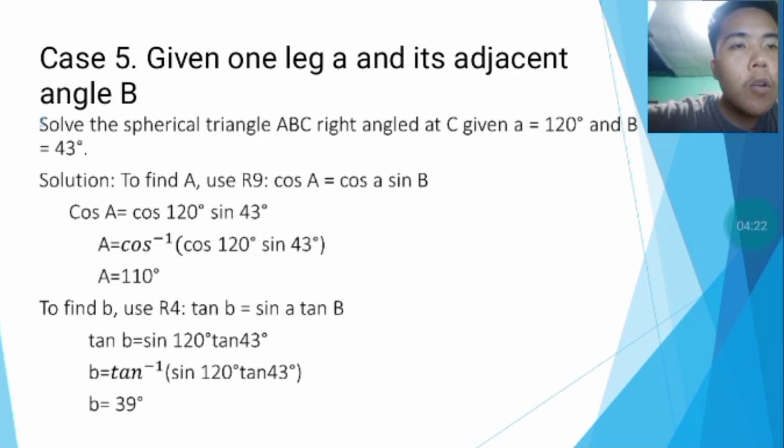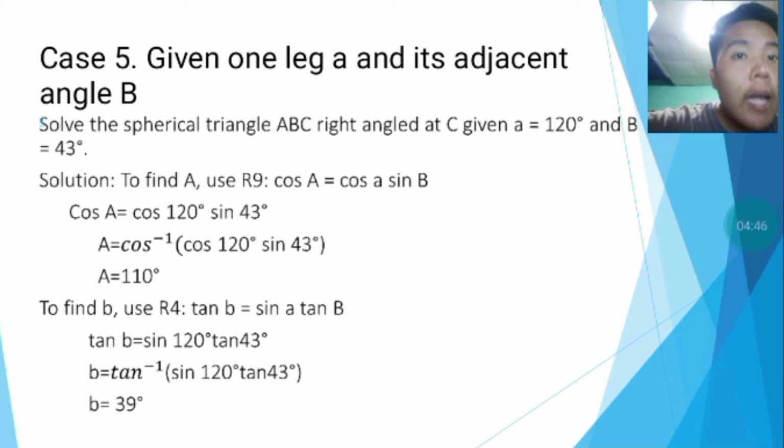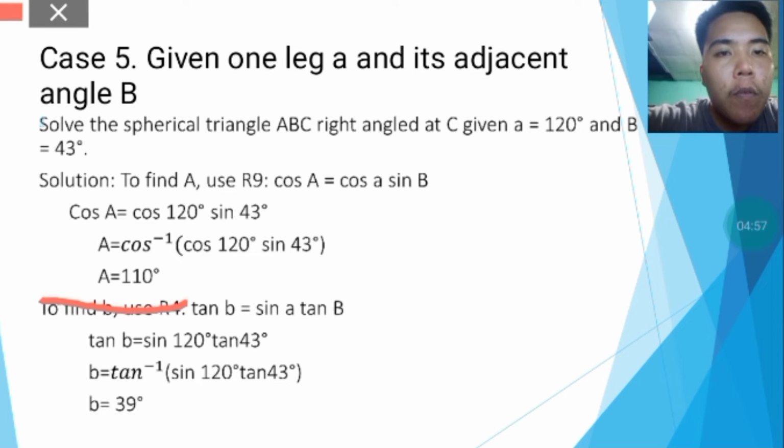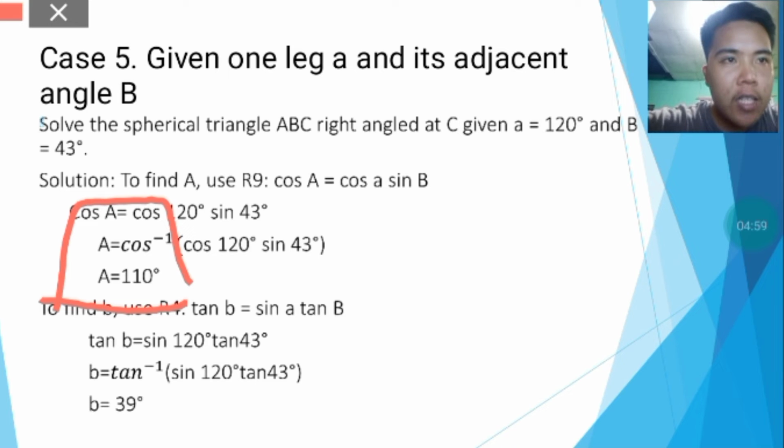So what's the value of A? We have a equals 120 degrees and B equals 43 degrees, so you're going to substitute. Cos A equals cos 120 degrees times sine 43 degrees, and then you're going to find the cos inverse of cos 120 degrees times sine 43 degrees. Simplifying, you have the value of big letter A of 110 degrees.